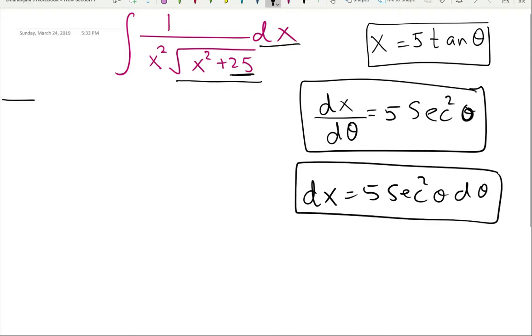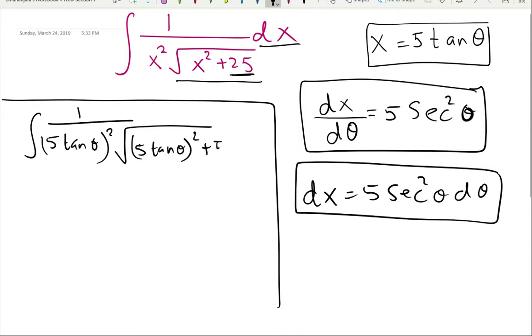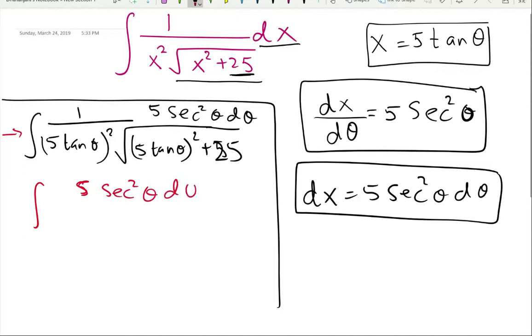Perfect. Let's do the substitution now. So 1 over x square is 5 tangent theta square, and here x square is 5 tangent theta square plus 25, and dx is 5 secant square theta d theta. Okay, do not forget any terms. Now if you look at the integral, we no longer have x anymore, so we are good. We have done the substitution correctly. So let's proceed. First of all, let's simplify the square root. Let's keep writing these terms, because if you drop them, you're in big trouble.